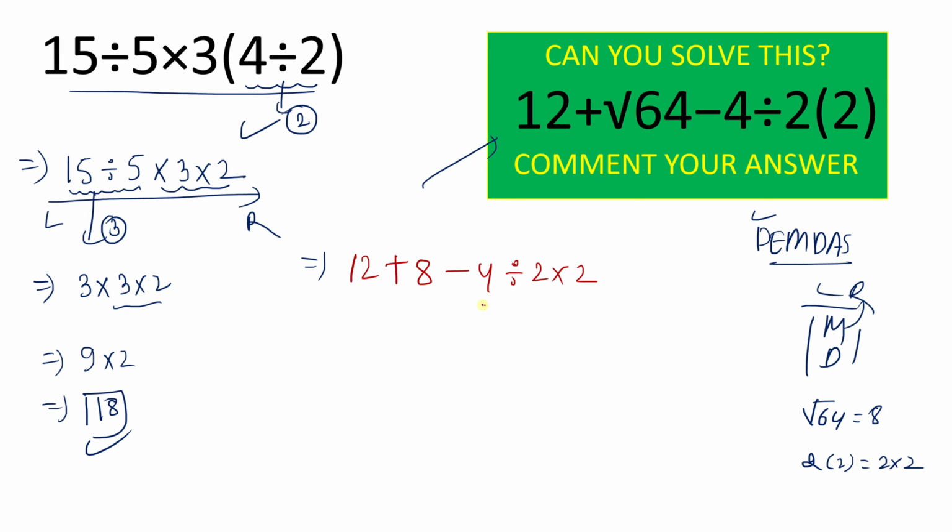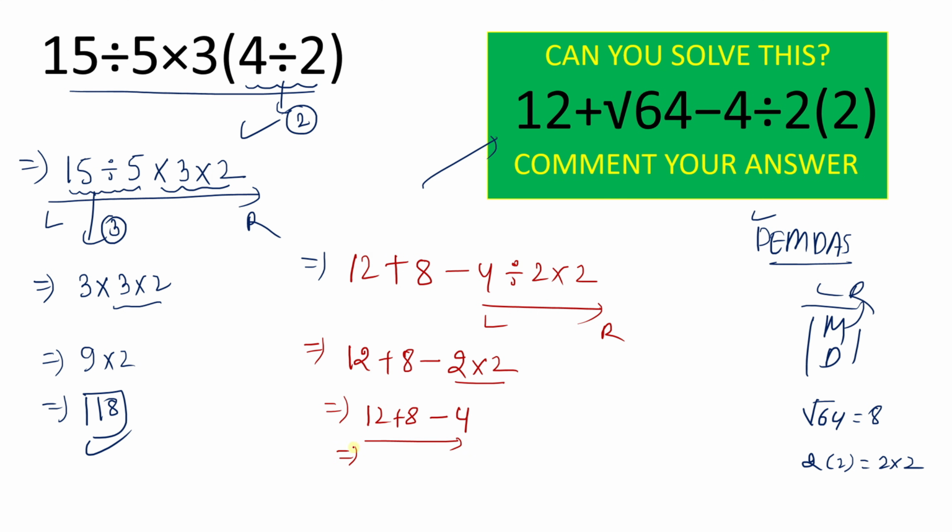Now we will do left to right operations, same concept. 4 divided by 2 will give the result 2, so we have 12 plus 8 minus 2 times 2. 2 times 2 will give the result 4. In the next step, we will again do left to right operations, and first we have to add: 12 plus 8 will give the result 20, minus 4, and 20 minus 4 will be 16. So the right answer is 16 for the second question.